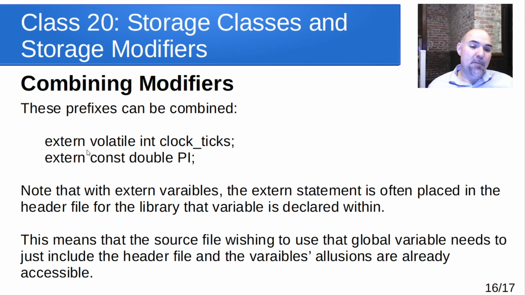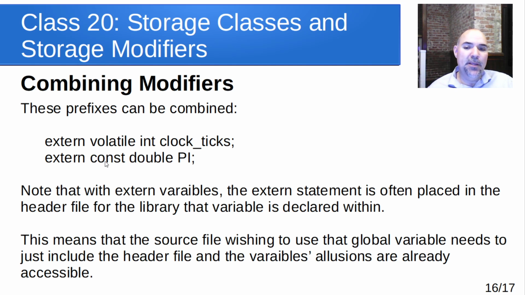Now, you can also combine those modifiers. So you could make an extern volatile, an extern const. You could make a const volatile, although that doesn't make any sense to do. But you can mix and match those modifiers to make things that have multiple of those attributes.